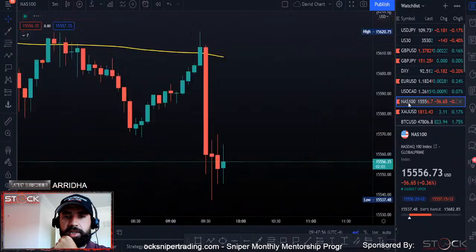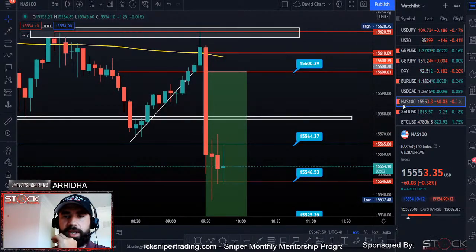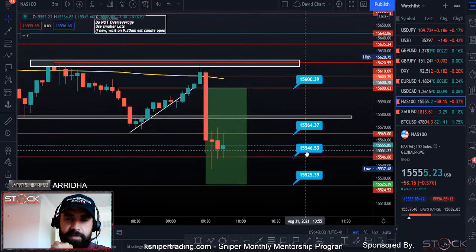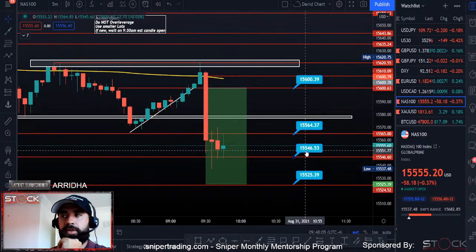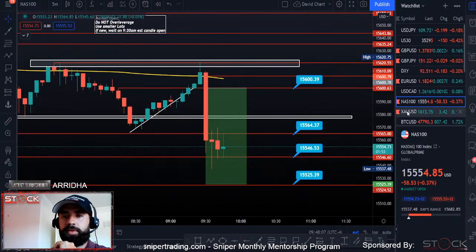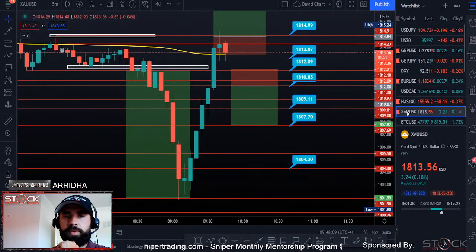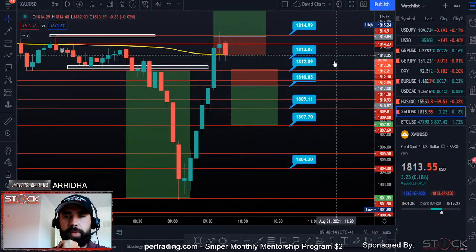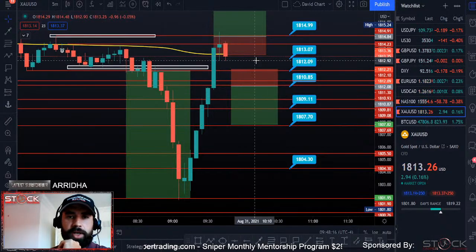Okay, let's look at Nasdaq. Nasdaq is still just having some consolidation between 15,564 and 15,546, okay? Gold, not too much happening right now. They are finding some good support right here. You can see those bottom wicks. My crosshair is holding good support, okay? So let's just wait and see.